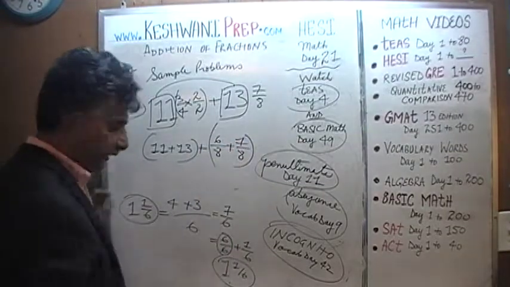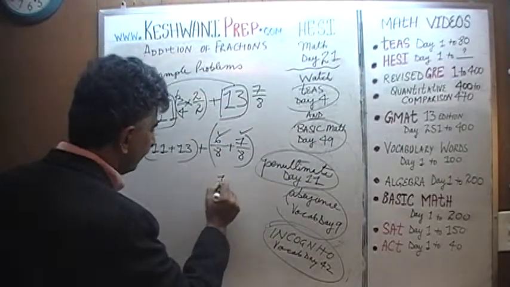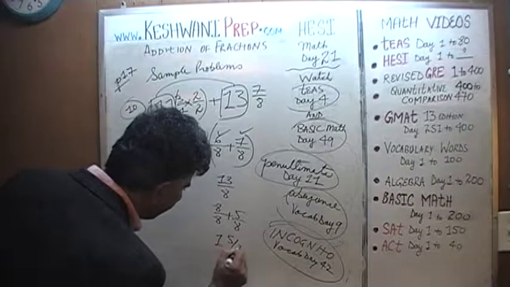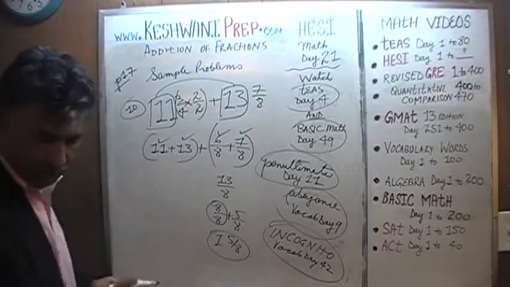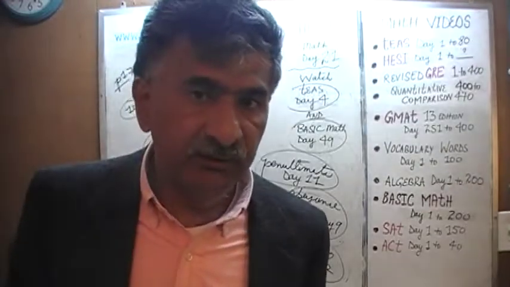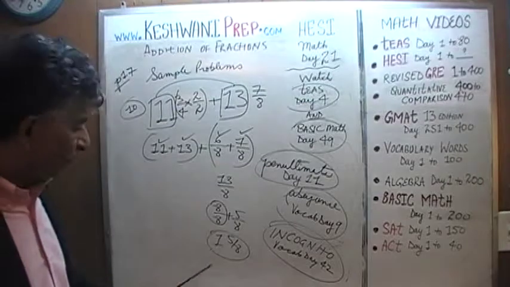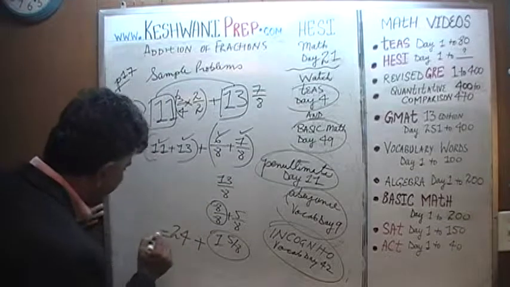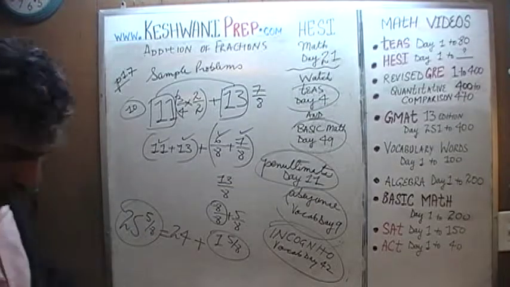So this is 6/8 plus 7/8. We're not quite done, we need a little bit room. 6 plus 7 is 13, so this is 13/8, which is same as 8/8 plus 5/8, which is same as 1 5/8, because 8 over 8 is 1. So finally, what we get is 11 plus 13. 13 plus 10 would have been 23. If 13 plus 10 is 23, then it stands to reason that 13 plus 11 would have to be 24. 24 plus 1 is 25, 25 and 5/8. The final answer is 25 and 5/8. That was the end of it.